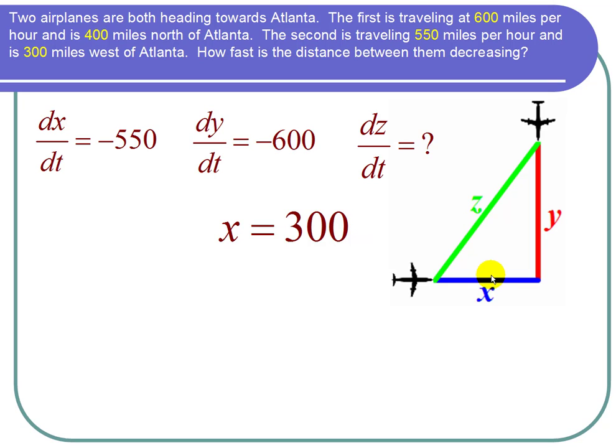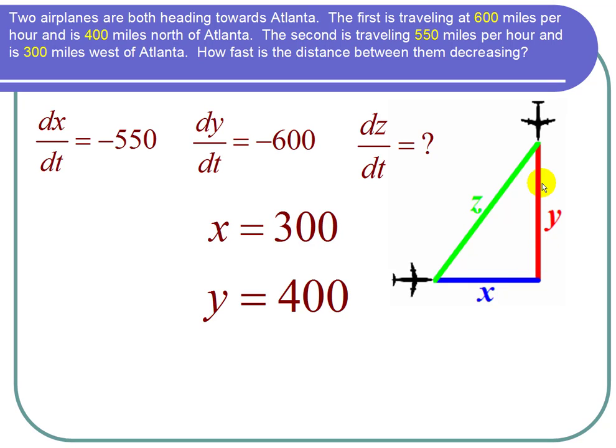To get z, we can use the Pythagorean theorem. Notice that we have a 300, 400, 500 right triangle. You're used to 3, 4, 5. It works for 300, 400, 500 also. So we could say that z is equal to 500.